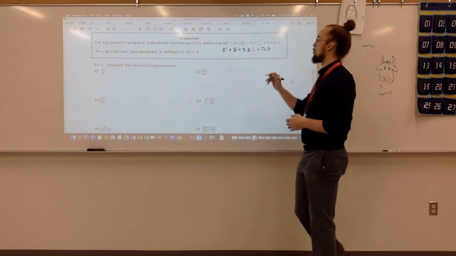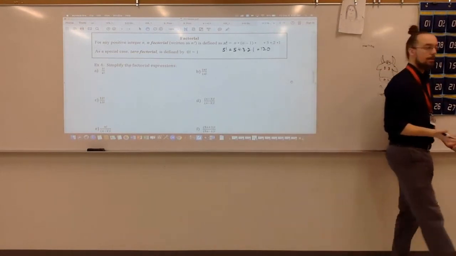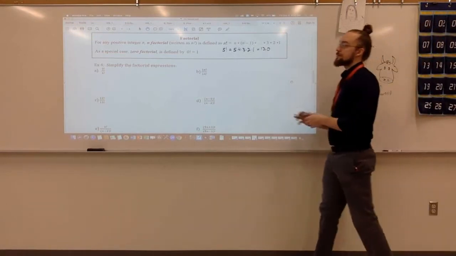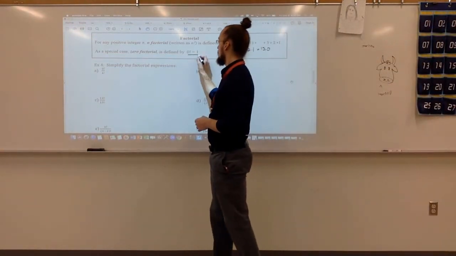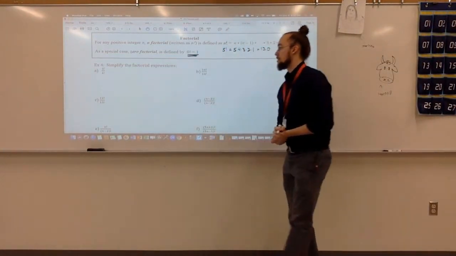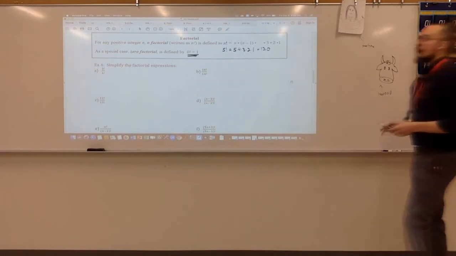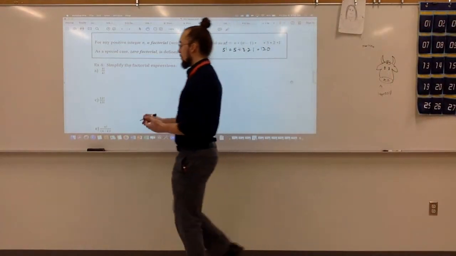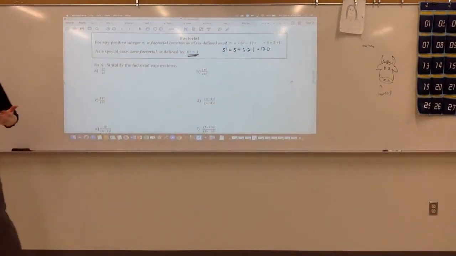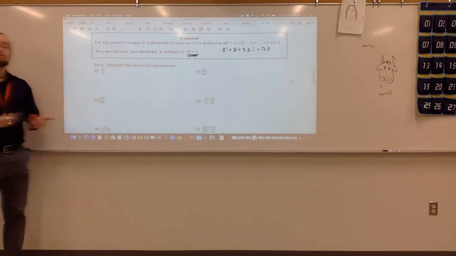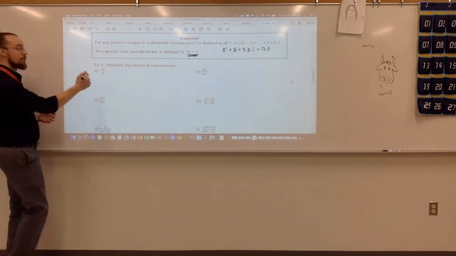So 5 factorial would be 120. A special case, 0 factorial, we say, is equal to 1. So, if I want to take that idea and simplify expressions like all of these examples down here, we can use the definition of a factorial.